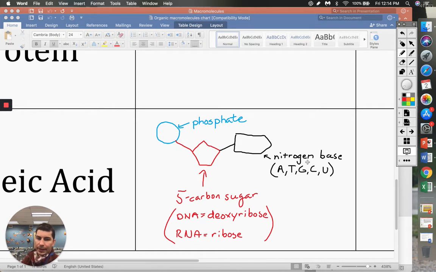So we're going to have a little bit of overlap, but they stand for adenine is the A, T is thymine, G is guanine, C is cytosine, and U, which is only in RNA, is going to be the uracil. So we'll write that in there too. And so T is only in DNA. The U is only in RNA. All right. So there you go, guys. We are done with the structure.